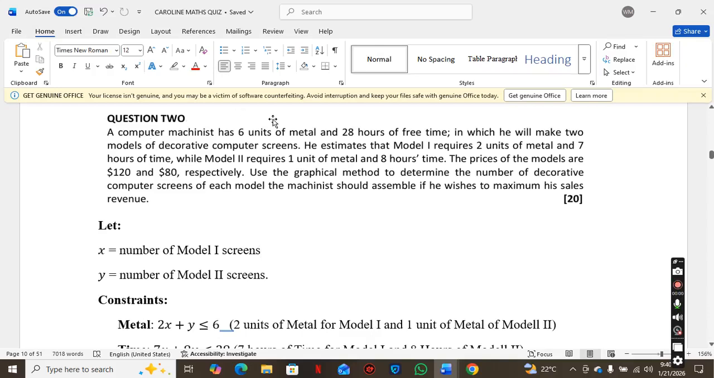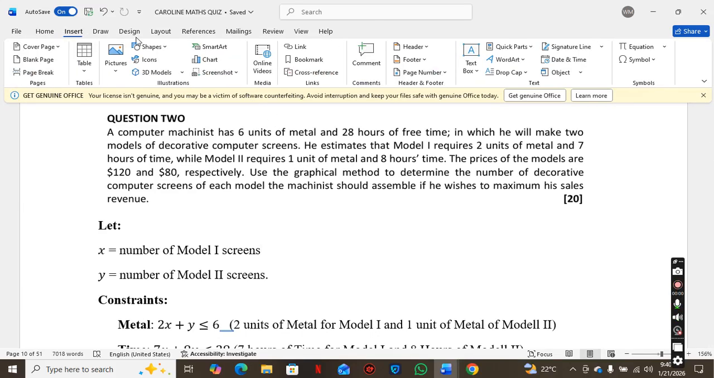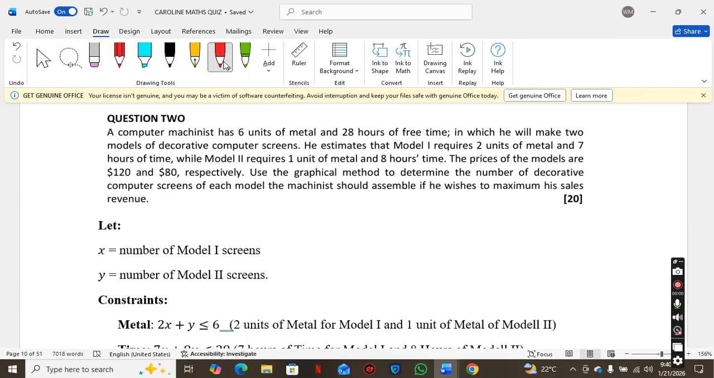The machinist has 6 units of metal and 28 hours of free time, in which he will make 2 models of decorative computer screens. He estimates that model 1 requires 2 units of metal and 7 hours of time, while model 2 requires 1 unit of metal and 8 hours of time.